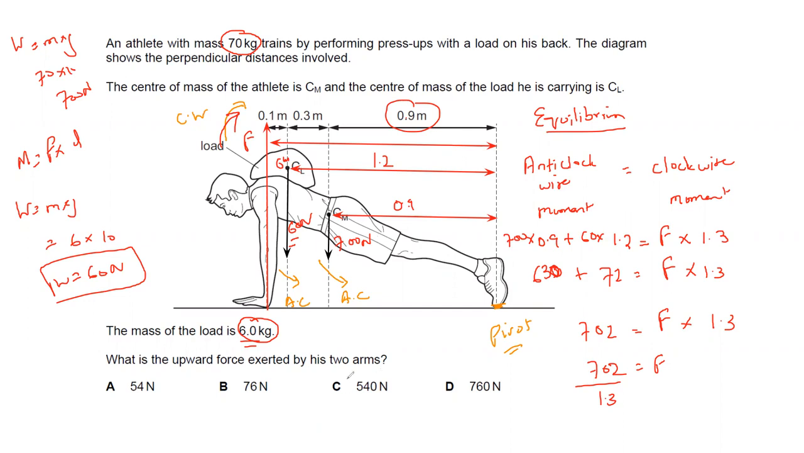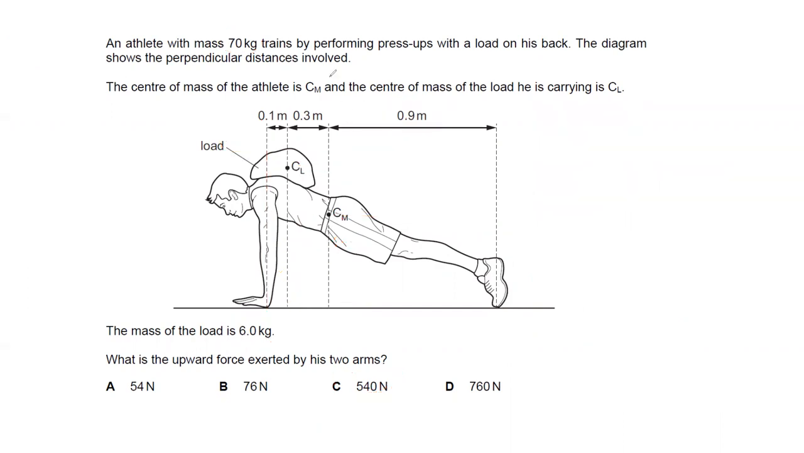We are calculating the force here, the upward force of the arm. We are not calculating the weight, but we have to calculate the weight first, because without the weight, we cannot get the upward force. So the total upward force exerted by the two arms is equal to 540 Newton. So I'll quickly repeat.